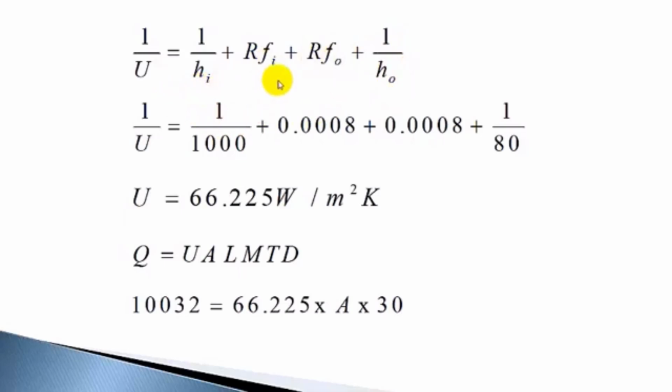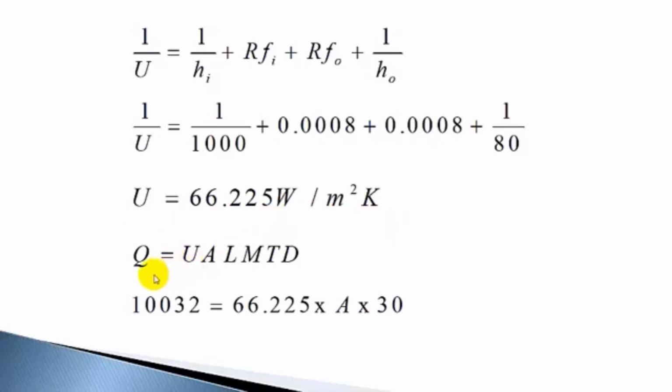So substituting for Hi, H0 and fouling factors. Hi is 1000, fouling resistance is 0.0008 meter square Kelvin per watt, the same for outside fouling resistance also, plus 1 by H0, which is 80 watts per meter square Kelvin. So you can solve the overall heat transfer coefficient and get the value as 66.225 watts per meter square Kelvin. So the overall heat transfer coefficient is 66.225 watts per meter square Kelvin.